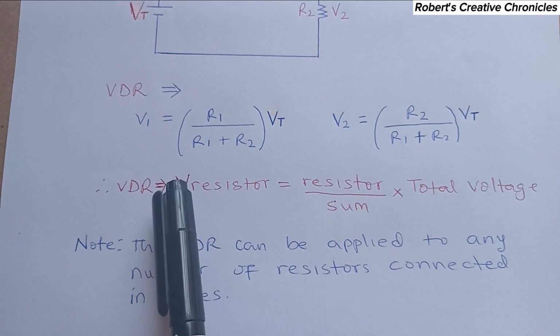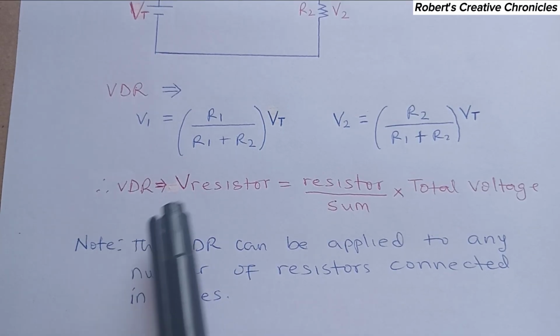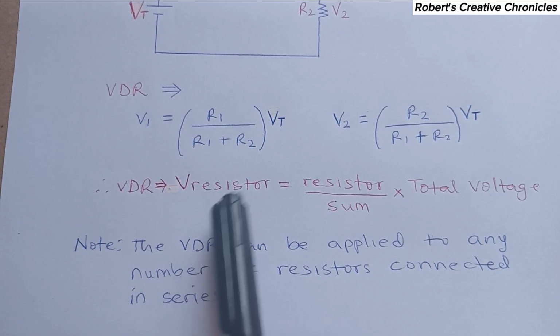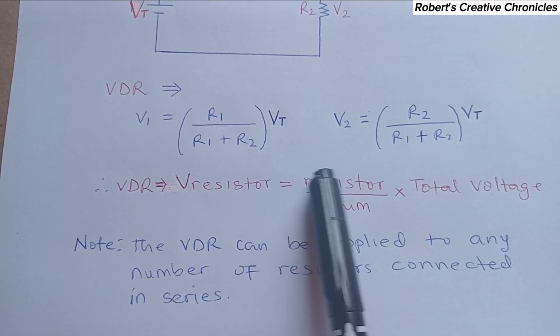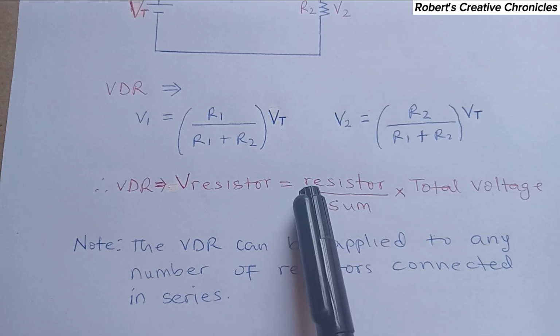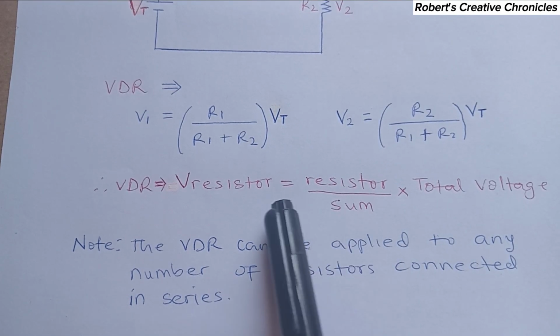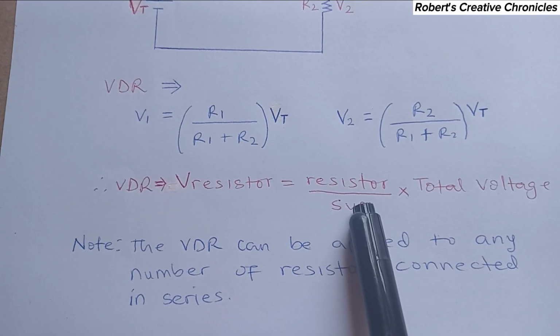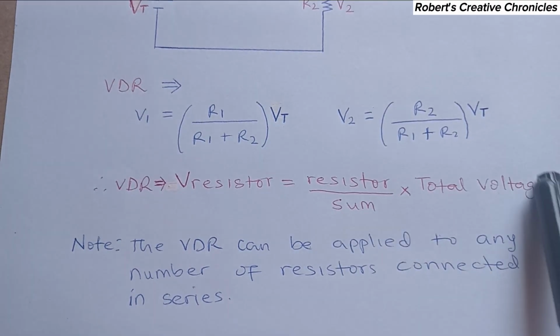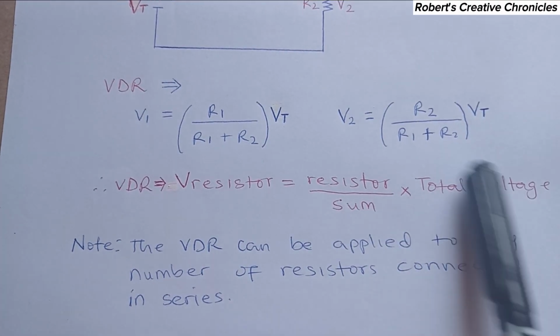So the voltage divider rule is given by: the voltage of the resistor equals the resistance of the resistor you want to find the voltage across, divided by the sum of the resistances of all the resistors connected in series, times the total voltage. So this is the general formula.